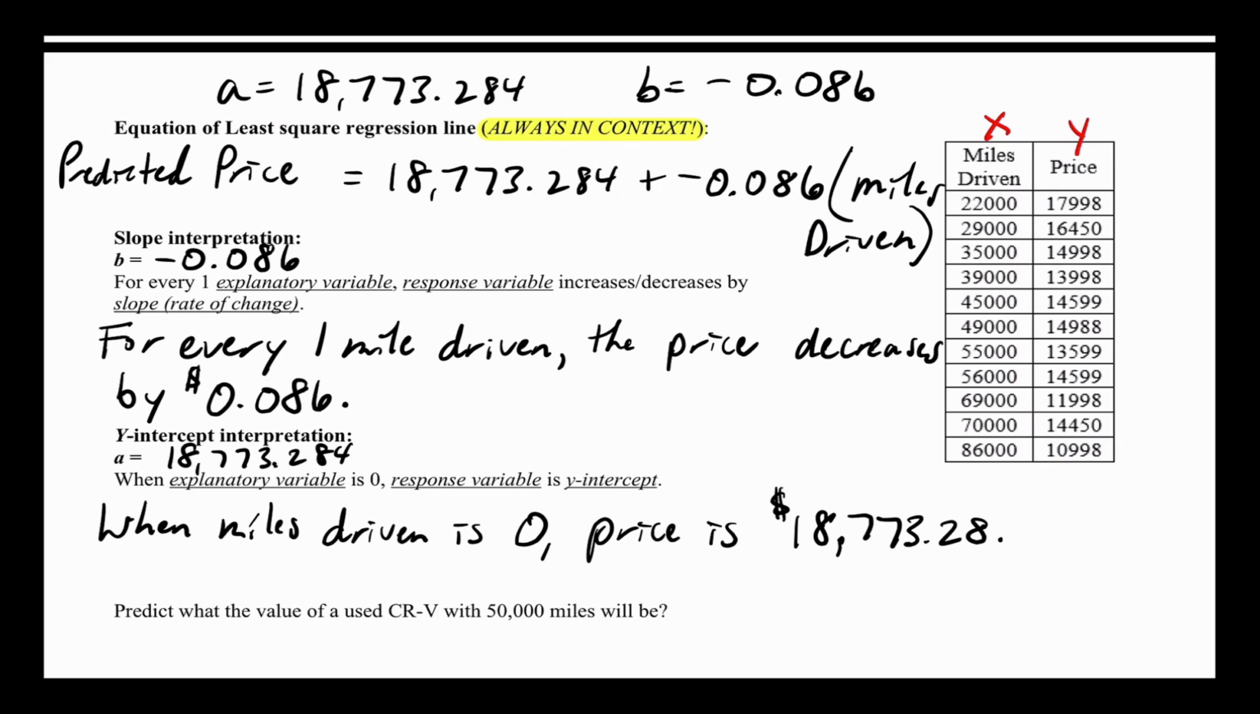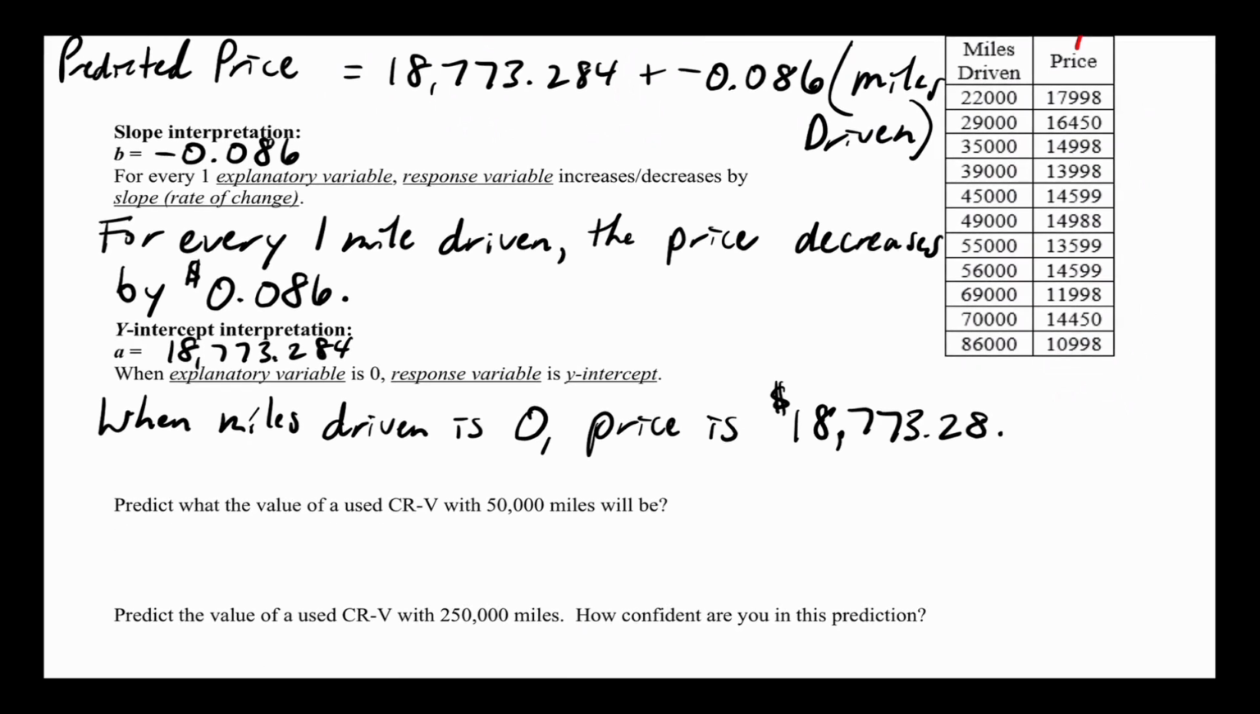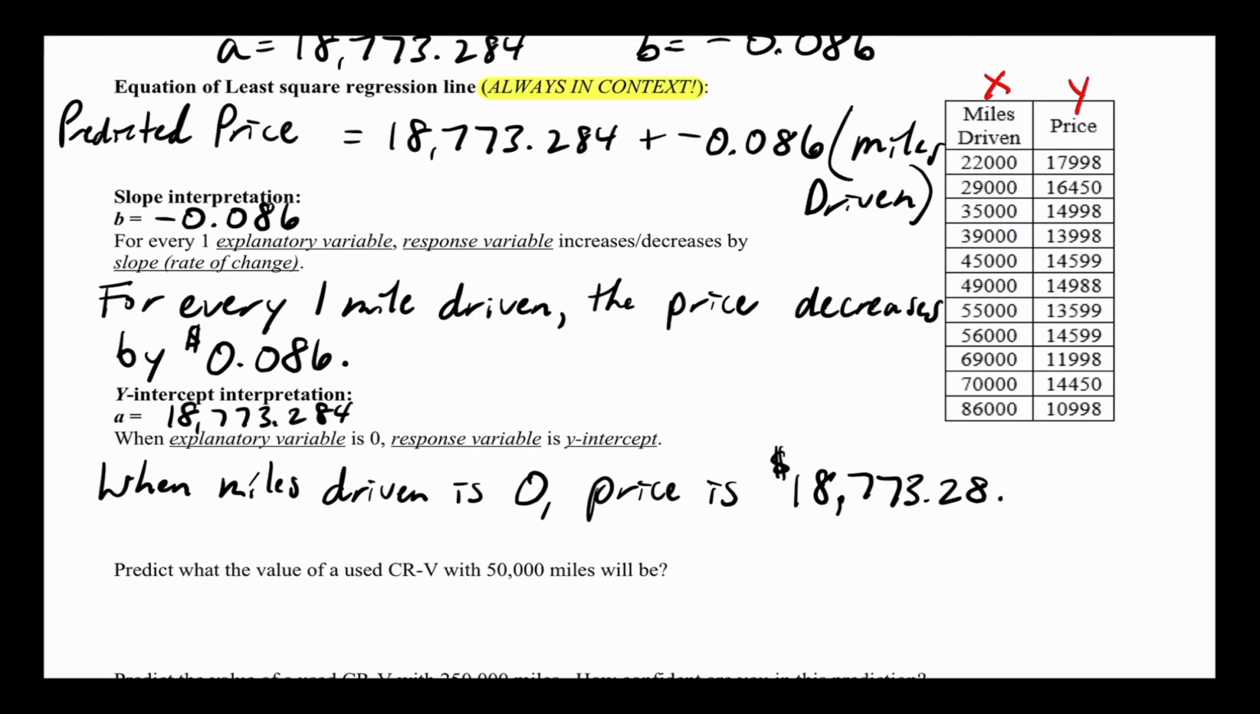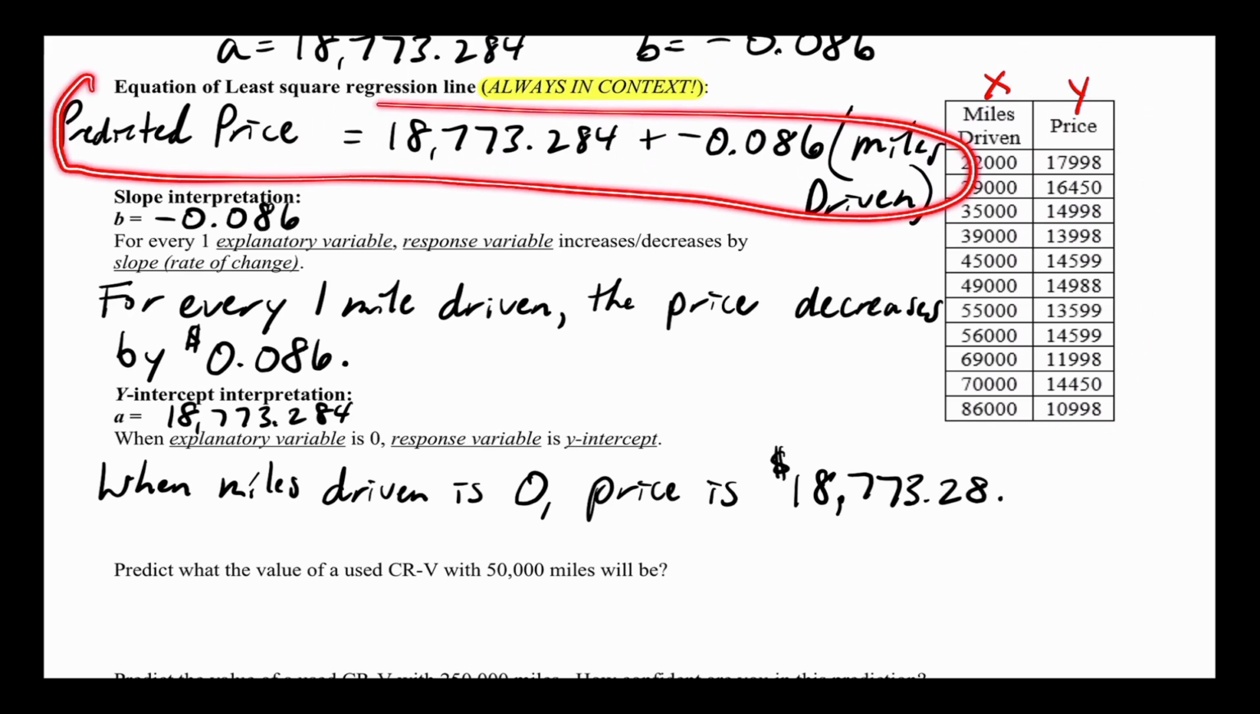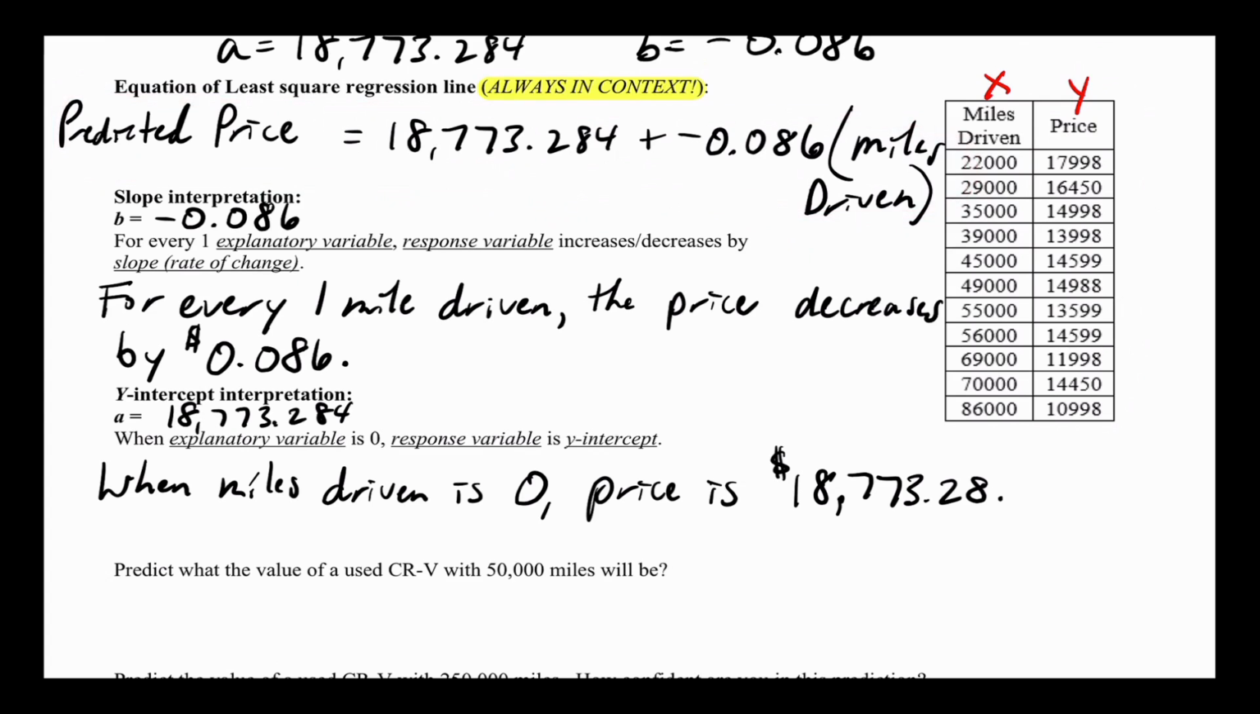All right, so the reason we use the equation of the least squares regression line is to predict. So the next question says predict the value. I don't have a car over here that's 50,000 miles driven, right? There's no car on my list that's 50,000. I have one that's close, 49,000, but there's a big difference between 49,000 and 50,000. It's 1,000 miles driven. 1,000 miles, that's a lot.